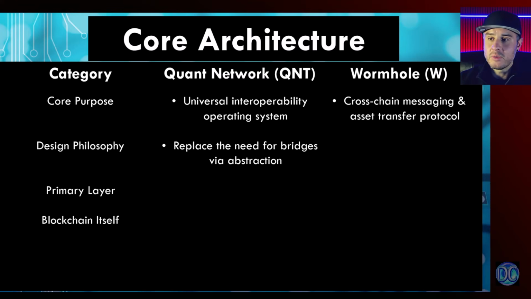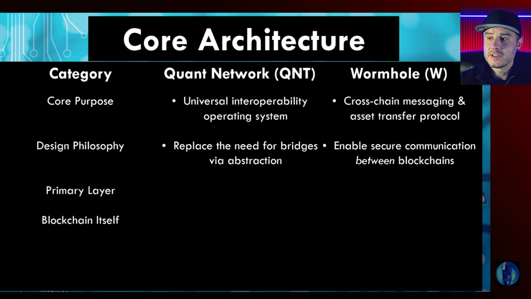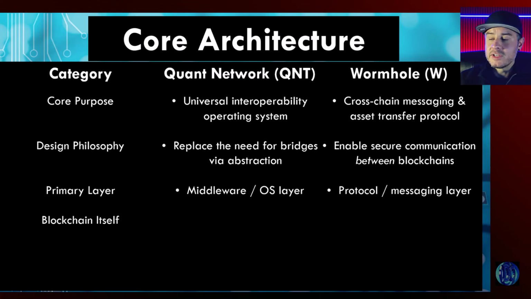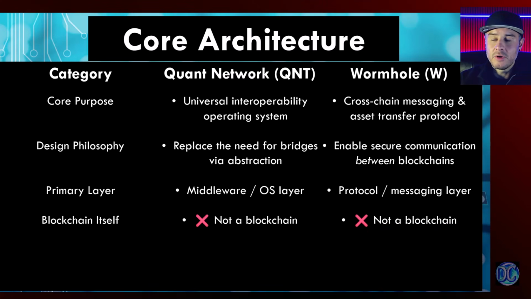The design philosophy for Quant is to replace the need for bridges via abstraction. Wormhole's philosophy is to enable secure communications between blockchains. Quant's primary layer is a middleware operating system layer. Wormhole is a protocol messaging layer. Neither one of them is a blockchain.